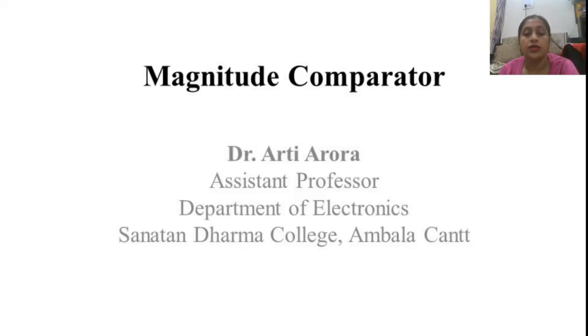Everyone, today we are going to start with the topic magnitude comparator. A magnitude comparator is a combinational circuit that is used to compare two binary numbers. So let us start the designing of the magnitude comparator and its working.